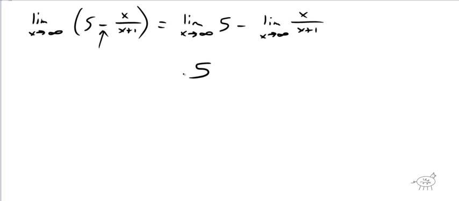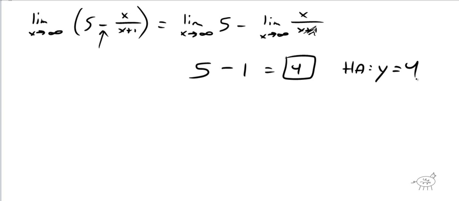And then you have limit as x approaches infinity of x over x plus 1. Well, remember, if the degree is the same on top and the bottom, then you just look at the coefficients. So again, I'm ignoring that 1, and x over x is 1, so 5 minus 1. So my answer is 4. So my horizontal asymptote is y equals 4.